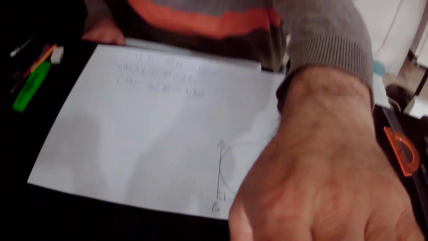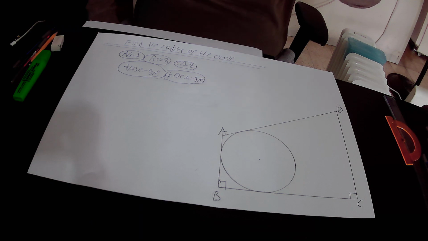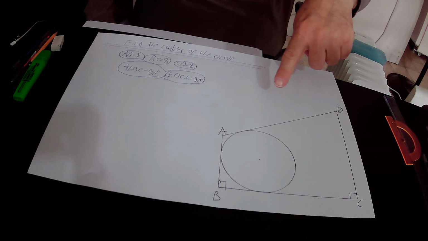Now, in this lecture, we'll find out the area of a circle. In the drawing, we have quadrilateral ABCD. Inside this quadrilateral, we have this circle.